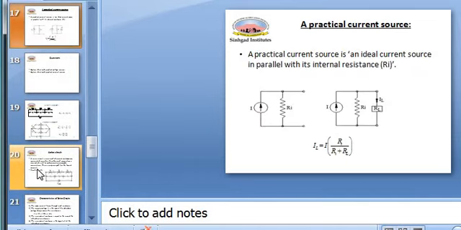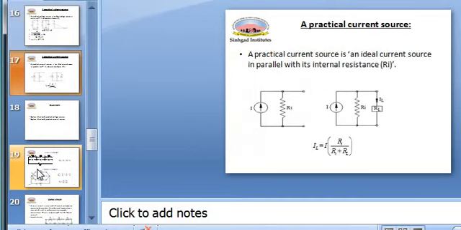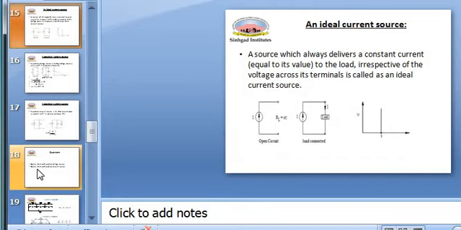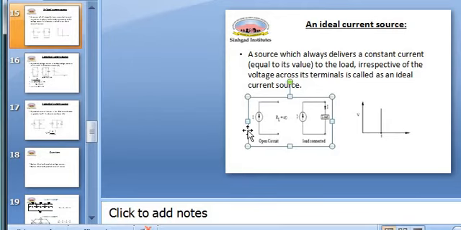Next is the ideal current source. A source which always delivers a constant current equal to its value to the load side, irrespective of the voltage across the load terminals, is called an ideal current source. You can see here the input source is a current source I, denoted by this arrow sign and the symbol I.